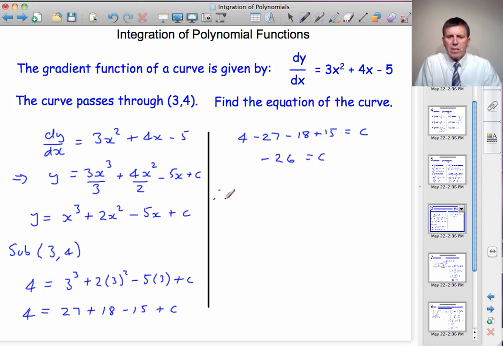Therefore we have our final answer. The equation of the curve is y equals x cubed plus 2x squared minus 5x, and we can now replace the plus c with minus 26. And that completes this question.